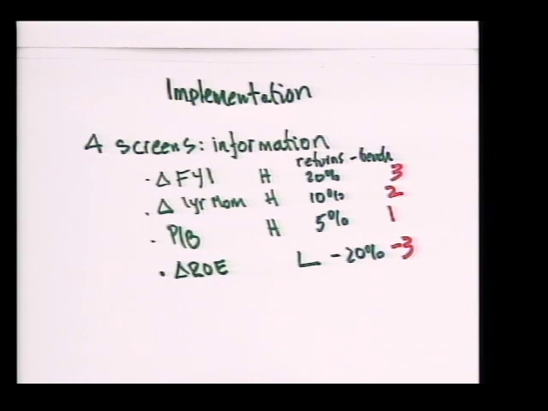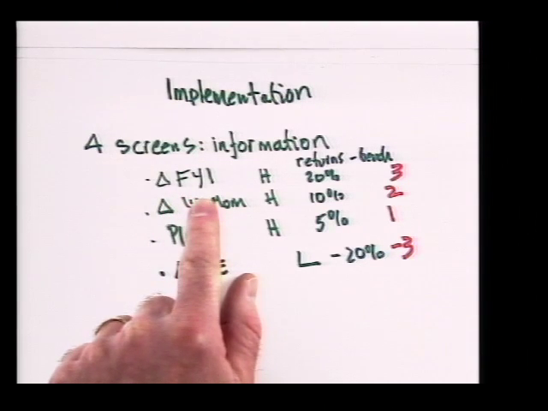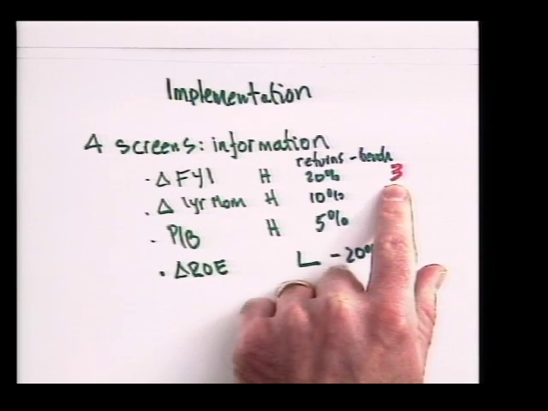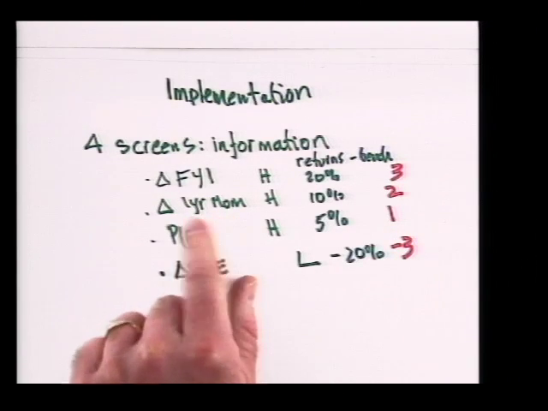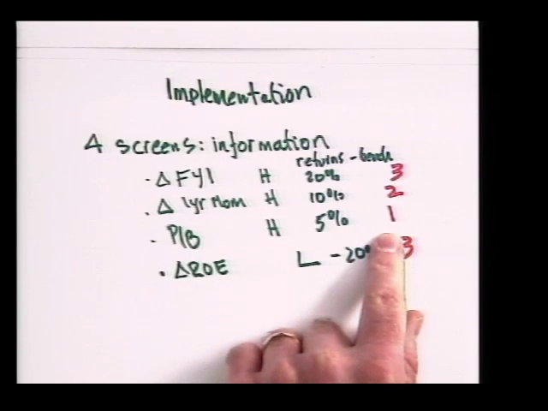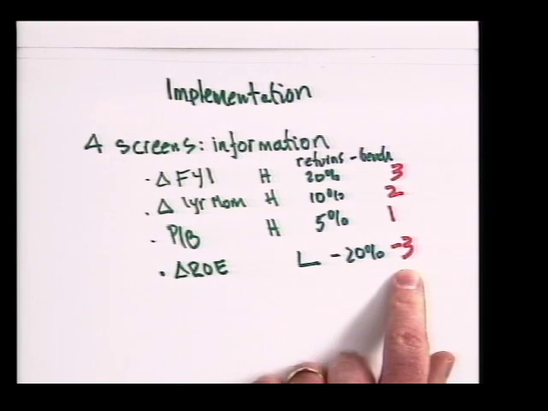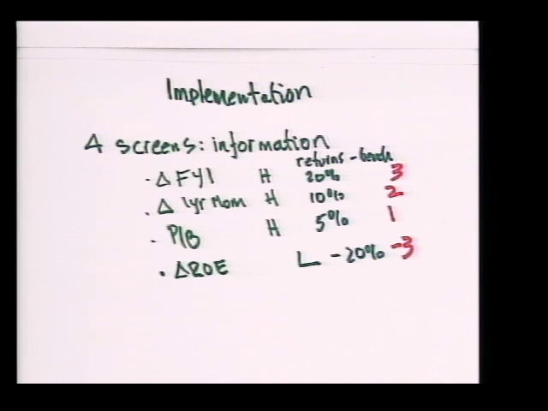Every security that ends up in the FY1 portfolio, January 31st, 2001, I give a score of 3. Okay? Every security in the momentum portfolio, I give a score of 2. Every security in the price to book portfolio, I give 1. And the change in the ROE, I give a -3.